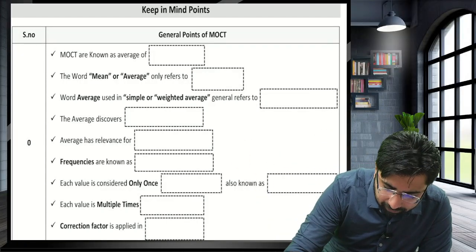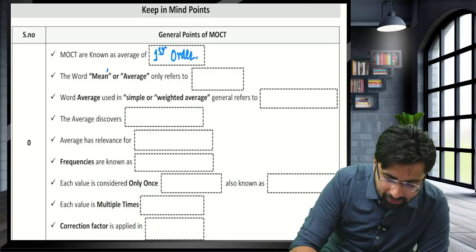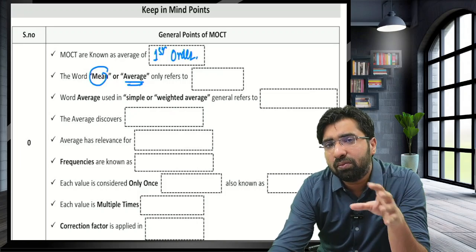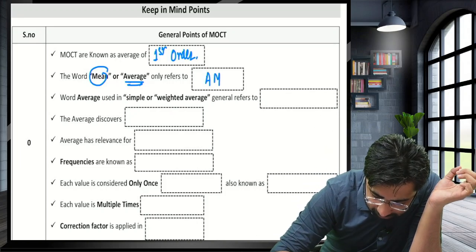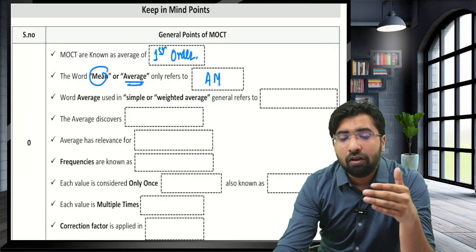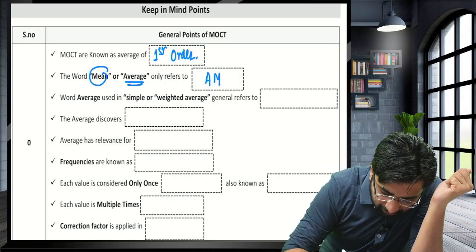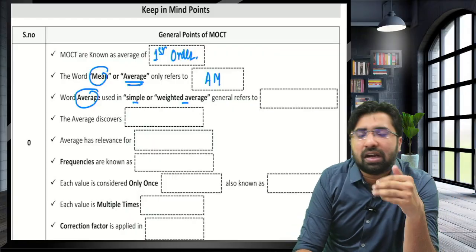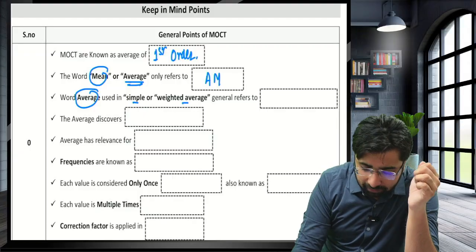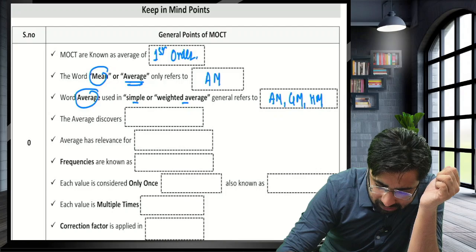Now please fill in these blanks with me. Mean, median and mode are known as averages of first order. The word mean is used for AM, GM or HM, but you should always say the word mean is used for arithmetic mean. Usually if we say mean without mentioning whether arithmetic, geometric or harmonic, it will always be the arithmetic mean. But if I use the word average, simple or weighted average, then average can mean AM, GM or HM. Now, guys, this is some ambiguity.